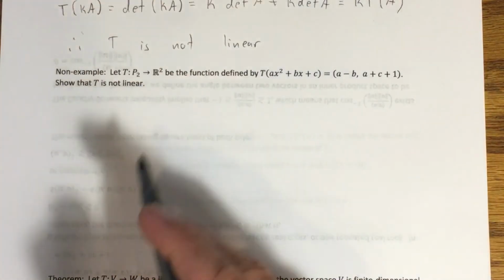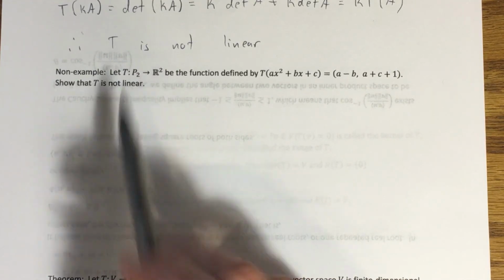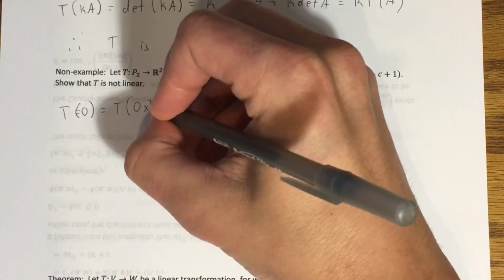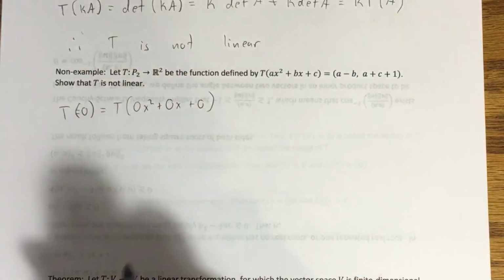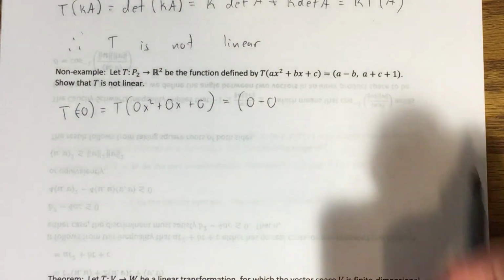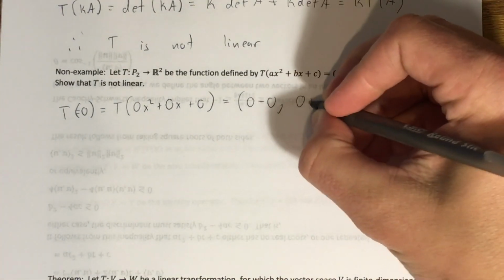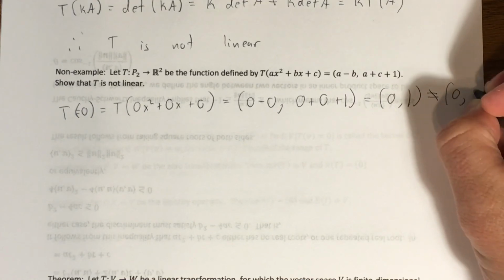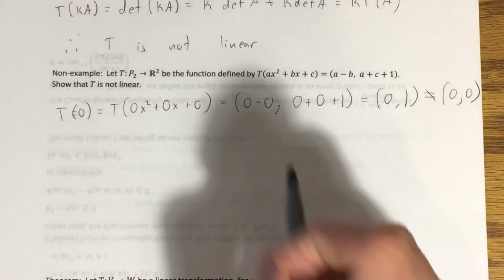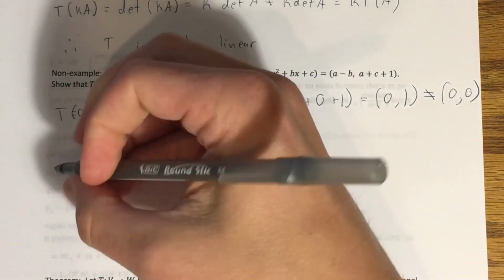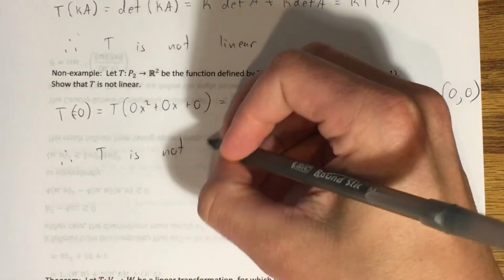But what does happen if I plug the 0 vector into this function? Well, T of 0, remember that if we're thinking of that as a polynomial in P2, I could write that this way, 0x squared plus 0x plus 0, just so I can see what a, b, and c are. This would be equal to 0 minus 0, that's the a minus b that we are using here, and 0 plus 1. This is (0, 1), which is not equal to the 0 vector in R2. So plugging in the 0 vector does not produce the 0 vector that it's supposed to produce if this is a linear transformation. Therefore, T is not linear.